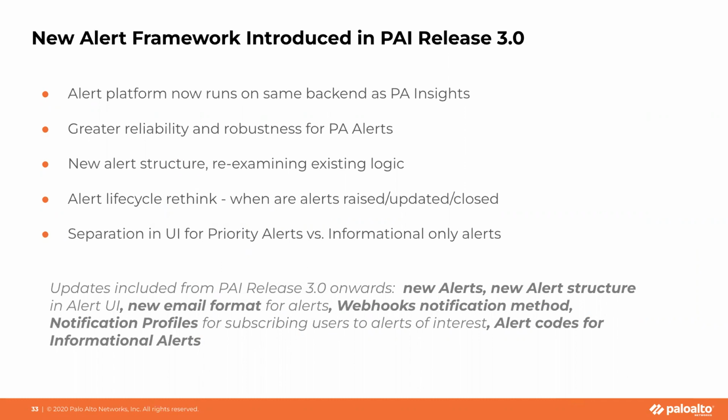sent over that medium. We now have notification profiles, which allow you to select users to subscribe to alerts of interest, as opposed to having everybody subscribed to all alerts, which was the case prior to April. We also now have alert codes for informational alerts so that you can choose between, say, infrastructure-related upgrades and any intimation about failure of an auto-scaling based on a scheduled auto-scaling event.